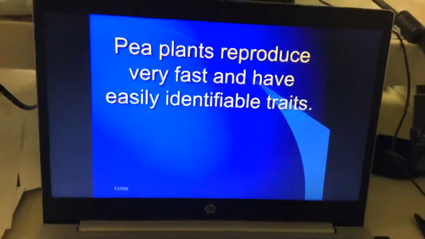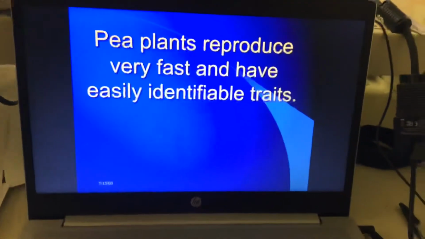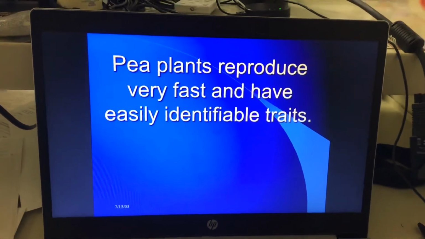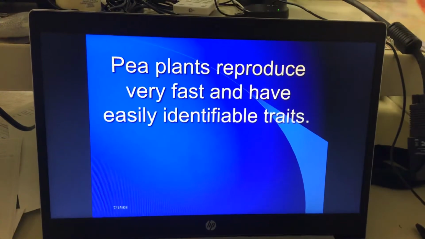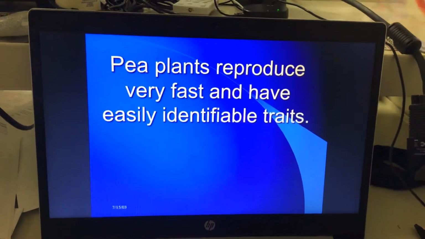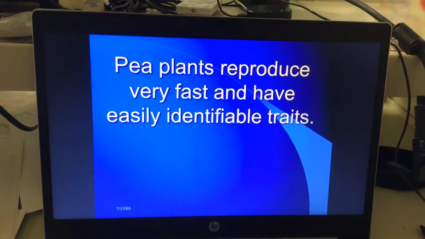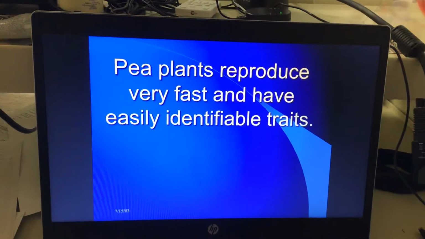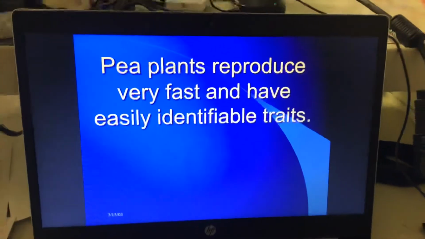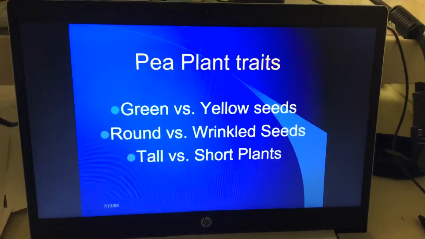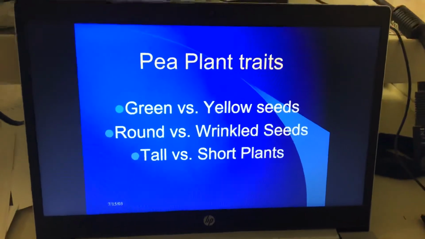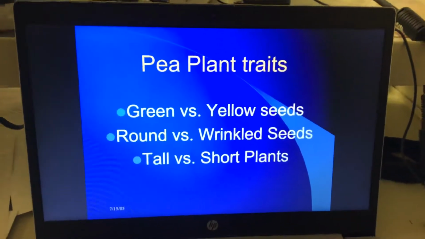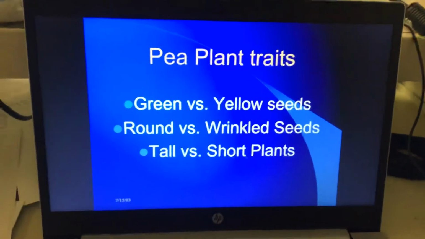So why don't you go ahead and write this down? Pea plants reproduce very fast and have easily identifiable traits. Don't need to write anything here. Colors of seeds, tall versus short, round and wrinkly seeds.